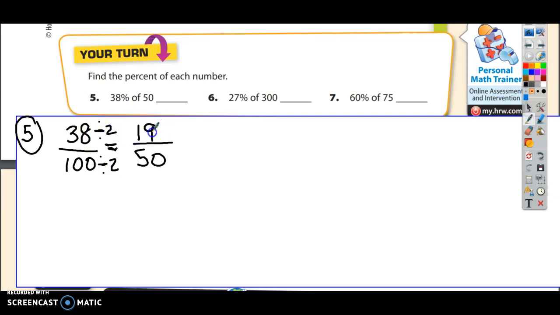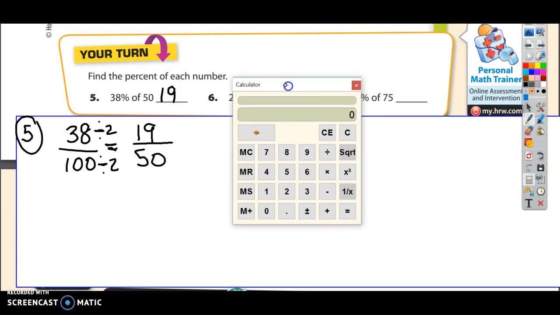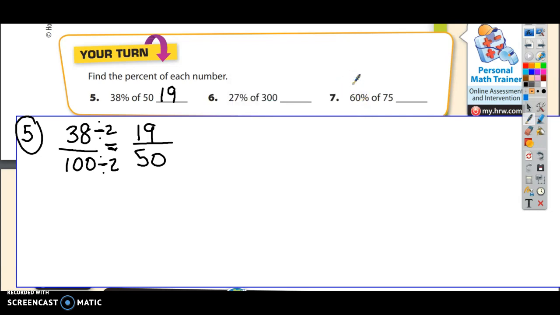You get 19. 19 out of 50 is 38%. Here's how you can check it. 19 over 50 means 19 divided by 50. 0.38. Real simple. So that one is really good for proportional reasoning. I want to remind you why. It's because 50 is a factor of 100. That's why that's a really good one for proportional reasoning.